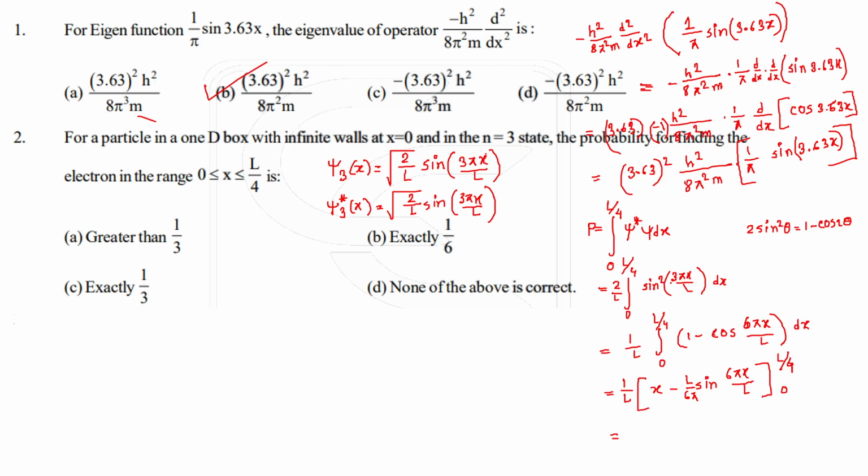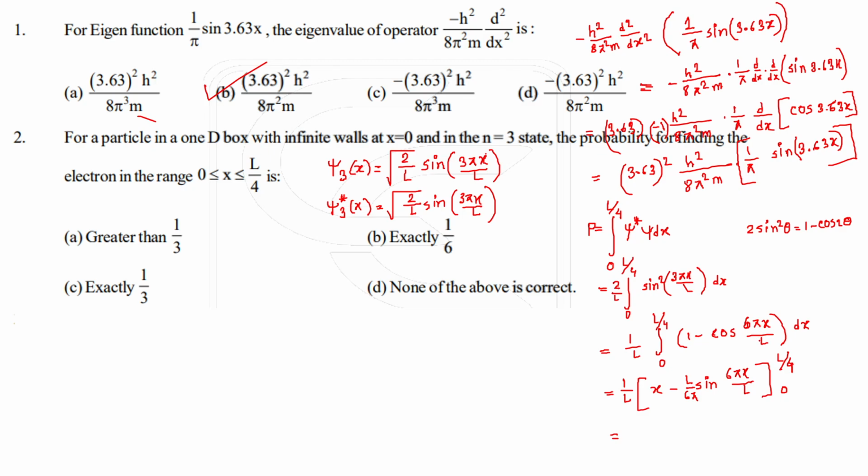Now you can see that 2 sine square theta can be written as 1 minus cos 2 theta. This trigonometric function we have been using for a very long time, right? Whenever we see integration of a sine square function, we try to make it 1 minus cos 2 theta, because integrating 2 sine square theta would be very difficult, but integrating 1 minus cos 2 theta is very easy. That is why we are changing it from 2 sine square theta to 1 minus cos 2 theta. So that's what we have done here.